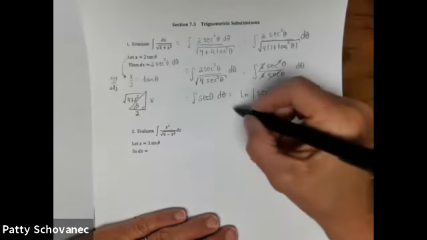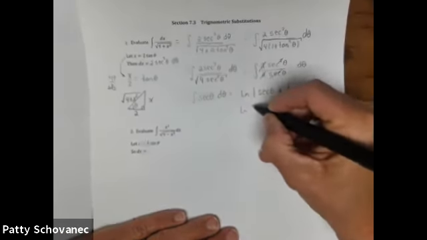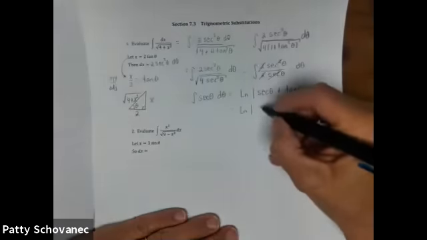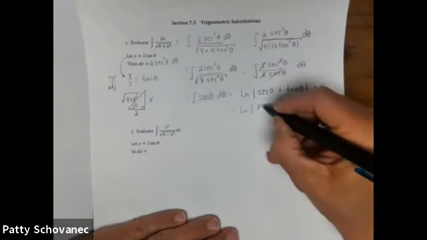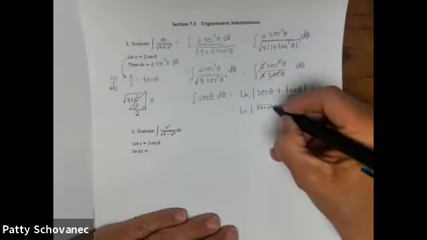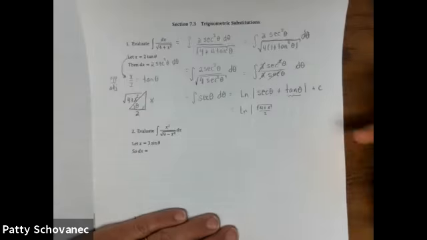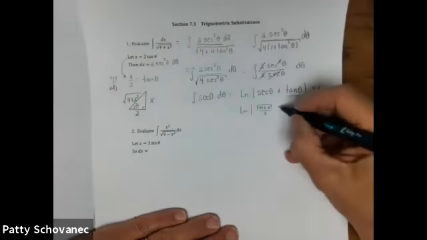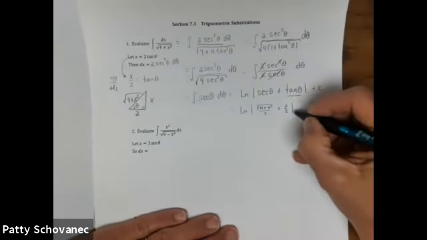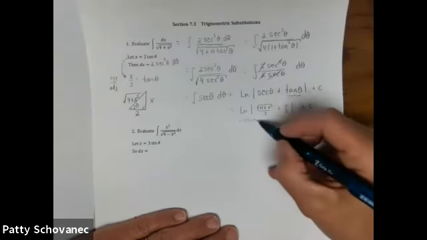And now we take these and substitute them in. Secant of theta is the hypotenuse over the adjacent. And the tangent we got is x over 2. And there she be.